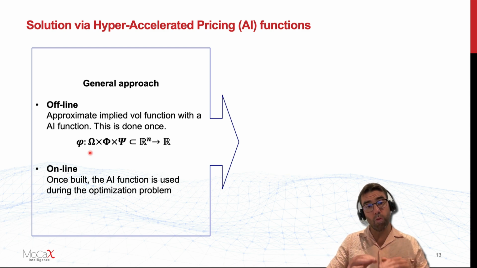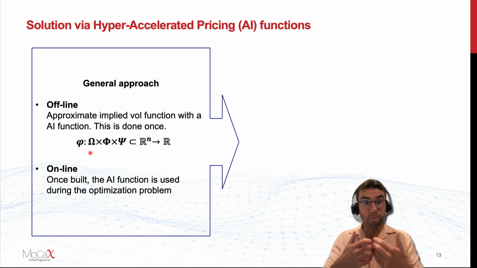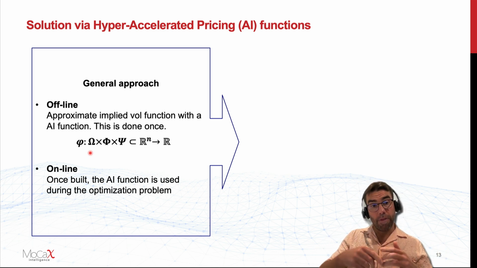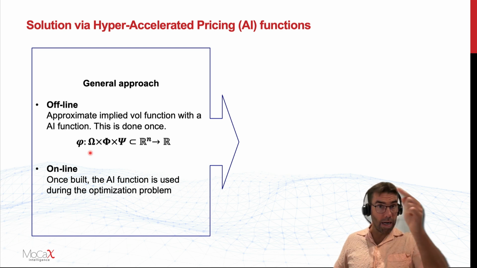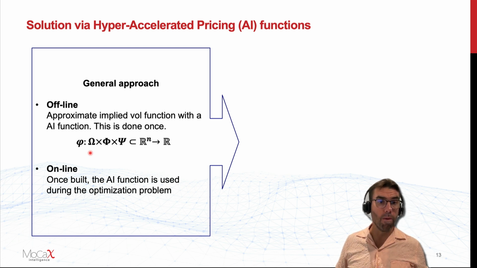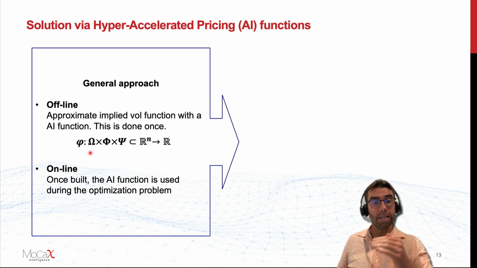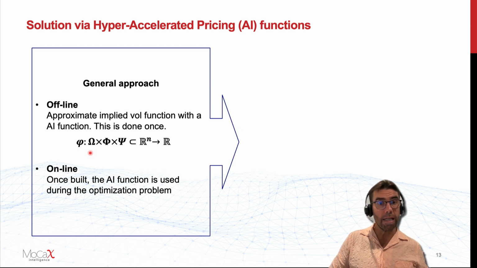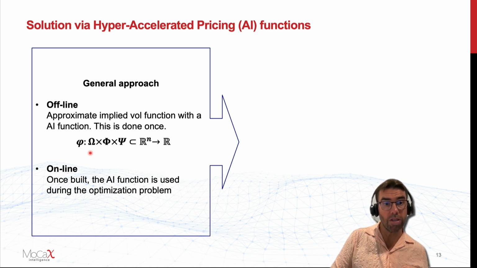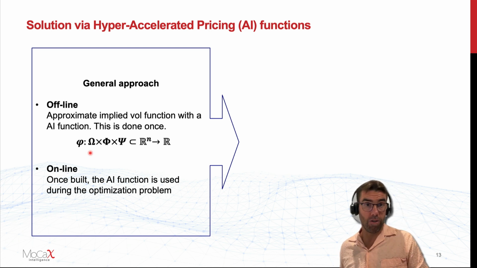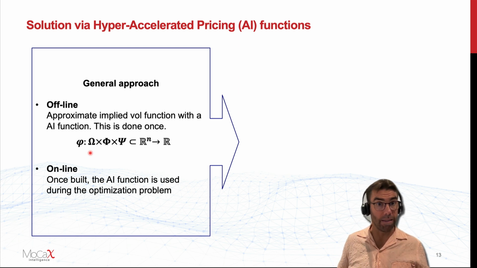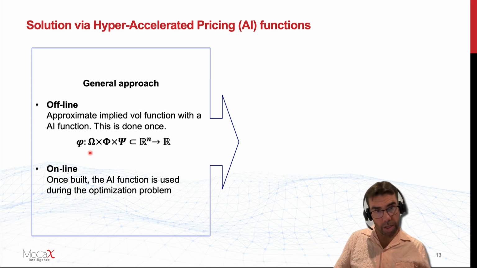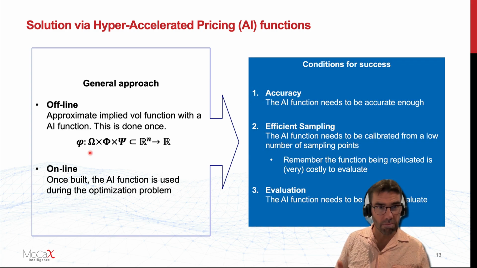Once we have it, we go into the calibration per se. In that routine that I explained before, in which you're navigating to find the minimum of the loss function, in each step, instead of using the original pricing function, we're going to be using the AI-based function instead, which is supposed to be faster. So for this to work, three conditions need to apply that I've already suggested.